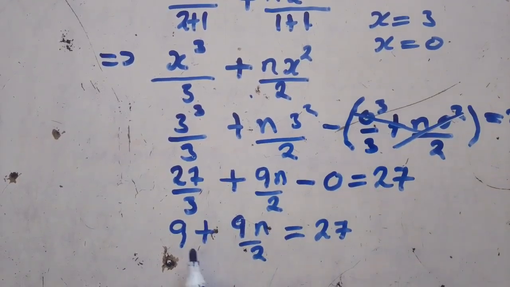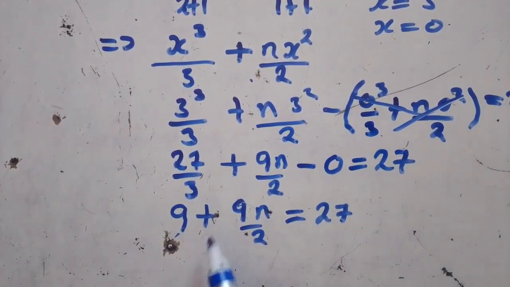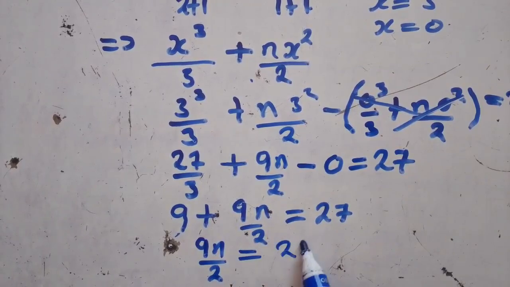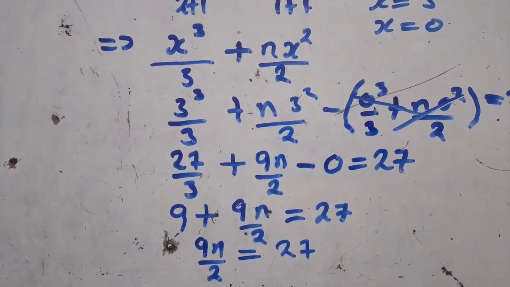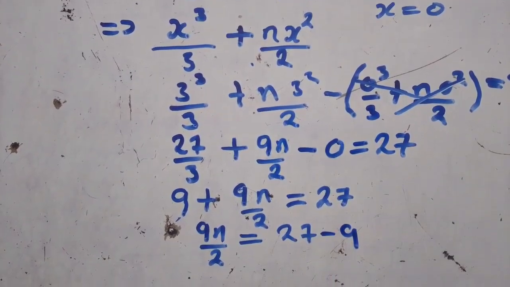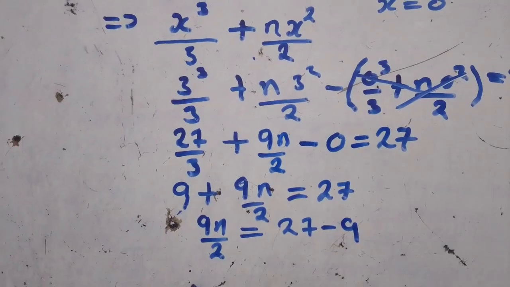So you see 27 and 9 are like terms, so we can collect them by taking 9 to this side, and when 9 crosses the equal sign, it's going to be a negative number. Okay, so we are going to have 9n over 2 is equal to 27. I said when 9 crosses the equal sign it becomes negative, so we're going to have 27 minus 9.